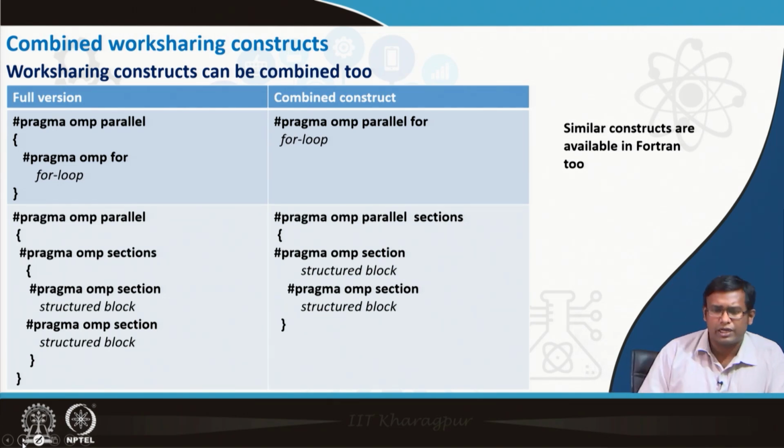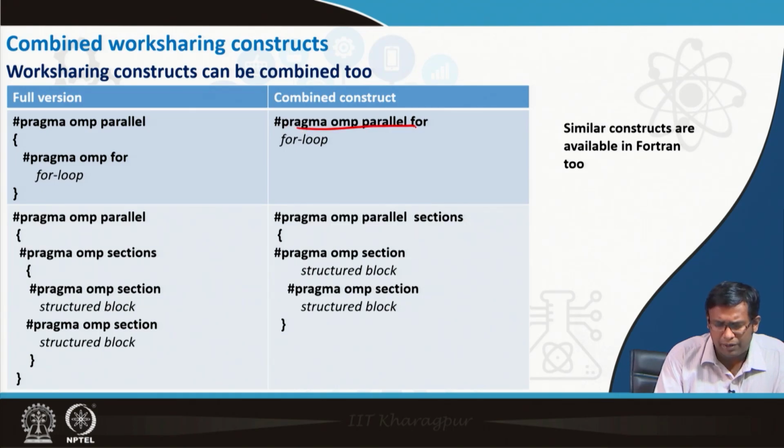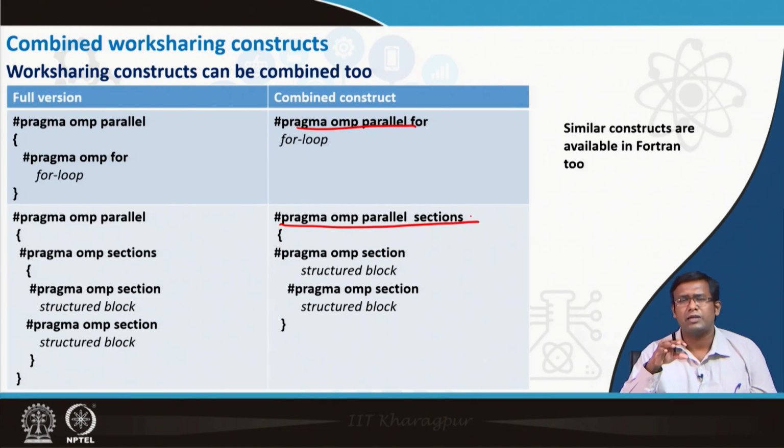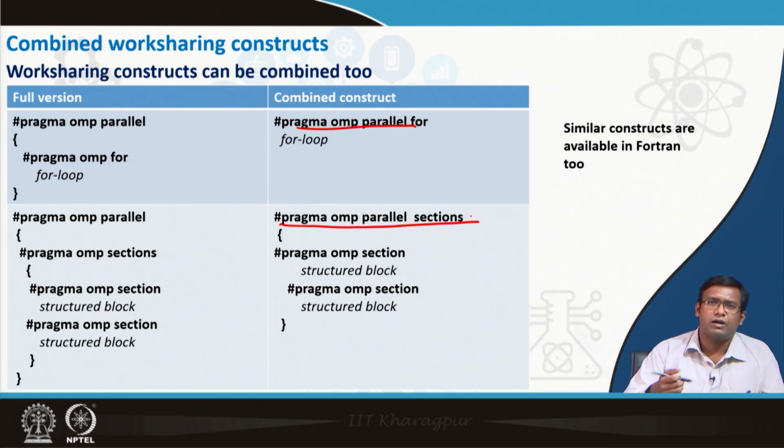So, combined work sharing constructs are there, which say that for is always parallel for, there is no non-parallel for. In certain cases, if there is only one for loop inside one particular parallel construct, you use pragma OMP parallel for, or if there is only one sections construct inside one parallel region, you use pragma OMP parallel sections. But if there are multiple parallel regions inside one parallel construct, you cannot use that. In other cases, they make the programming simple.